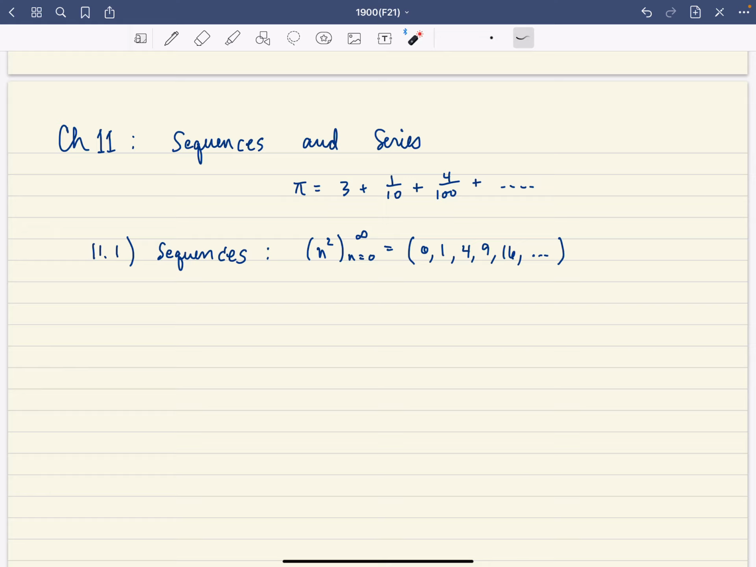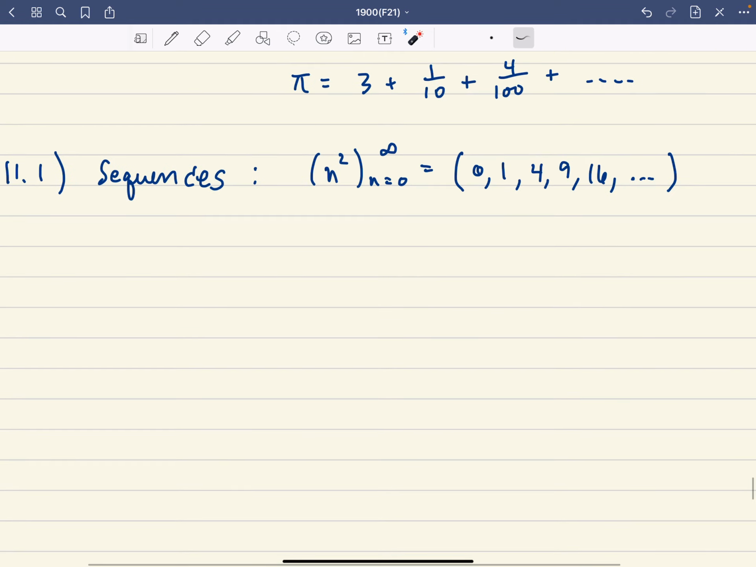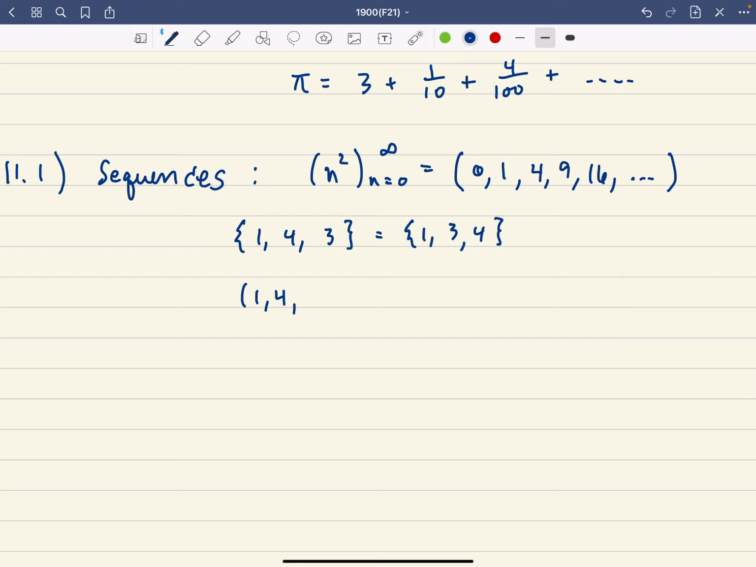And let's talk a little bit about the sequence notation. When I write n squared as n goes from 0 to infinity, this is just to remind us. So I like to use the round parentheses to remind us that order matters. Oftentimes in math, when you see a set, it'll be numbers like 1, 4, 3, and that's the same as the set 1, 3, and 4. But with sequences, the order really matters. You could think of them kind of as ordered pairs or ordered triples, if we're thinking about maybe a three-dimensional space. But if you think about a point x, y, and then you change the order from x, y to y, x, that changes what the point is, right? The order here matters. So because the order matters, I like to use parentheses instead of braces.